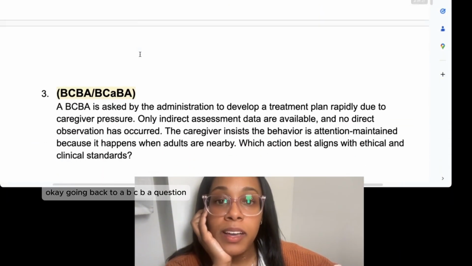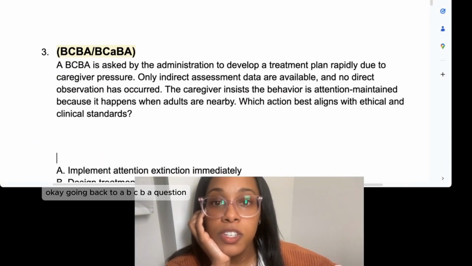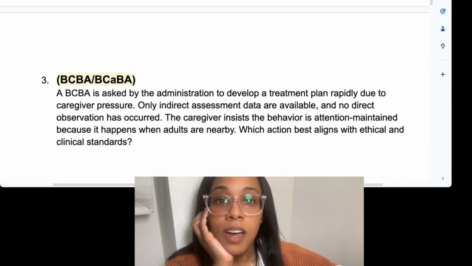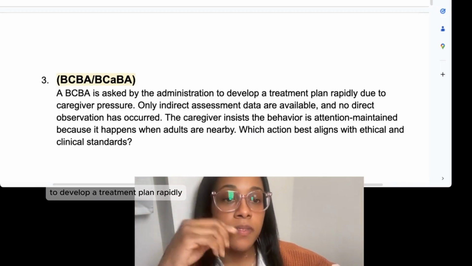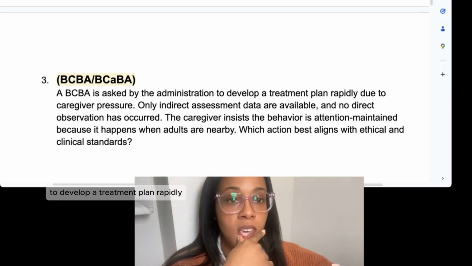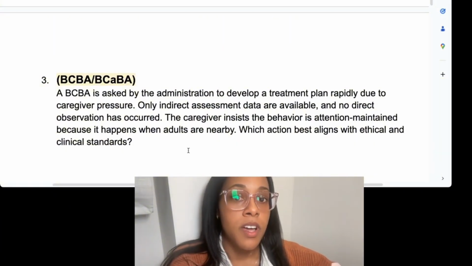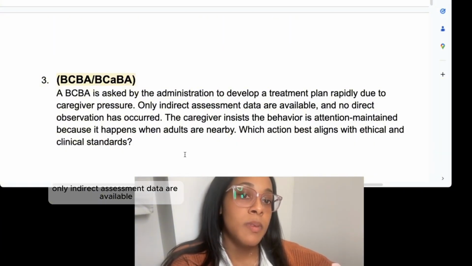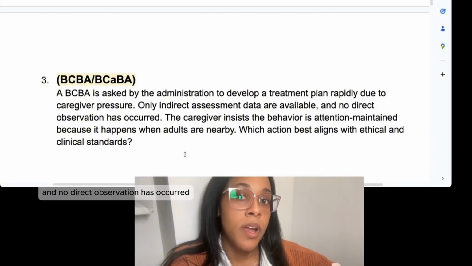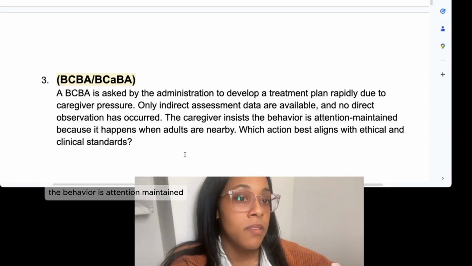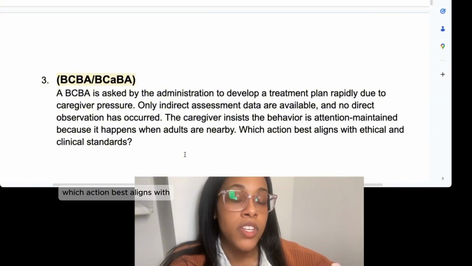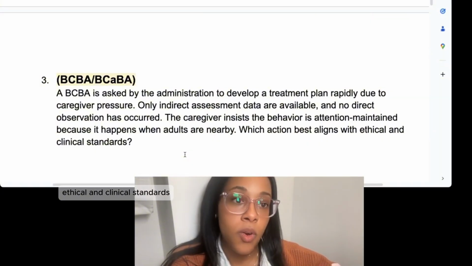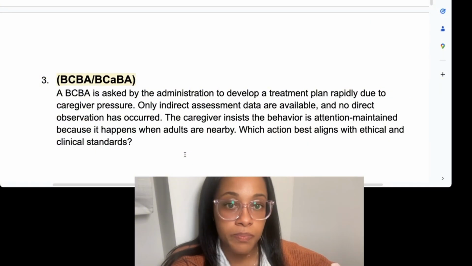Okay, going back to a BCBA question. A BCBA is asked by the administration to develop a treatment plan rapidly due to caregiver pressure. Only indirect assessment data are available and no direct observation has occurred. The caregiver insists the behavior is attention maintained because it happens when adults are nearby. Which action best aligns with ethical and clinical standards?